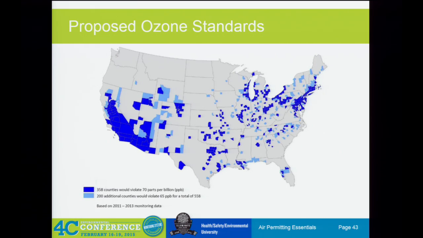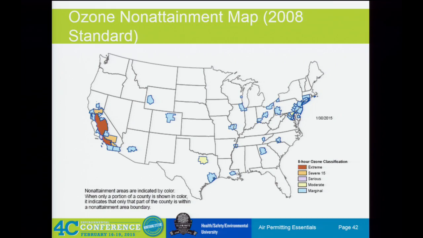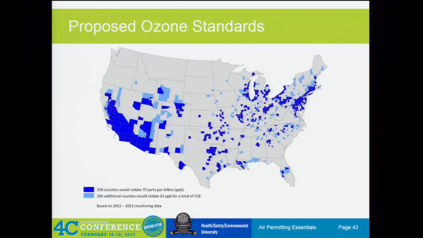And as you can see, there's a lot more counties than on these previous maps that are listed here. What this map doesn't show is the fact that there's a lot of counties in between all of these areas that would also fall under the .065 or the .07 standard, but they don't have any monitoring stations to verify that they are below or above those thresholds.